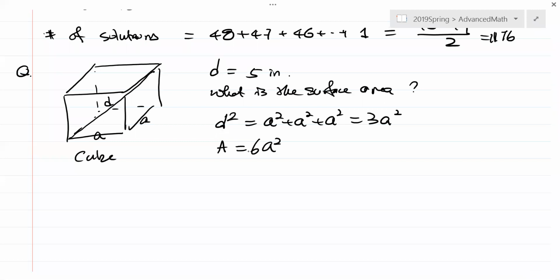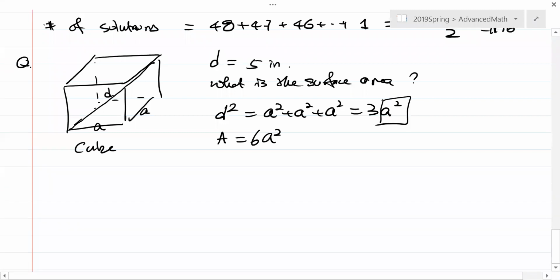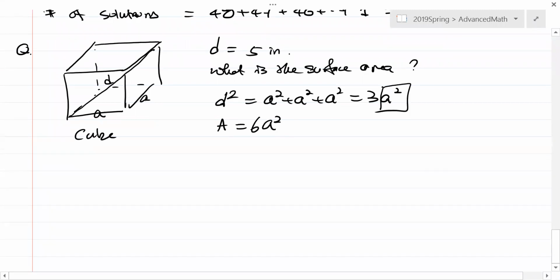Okay, look at this. You don't need to find the edge length. All you need to know is the A square. D square, you already know that D is 5, right? So 6A square, you already know 3A square. 3A square is D square, which is 5 square. So 6A square is twice 3A square, that's why 50. So it's easy. That's the quick way to do that.